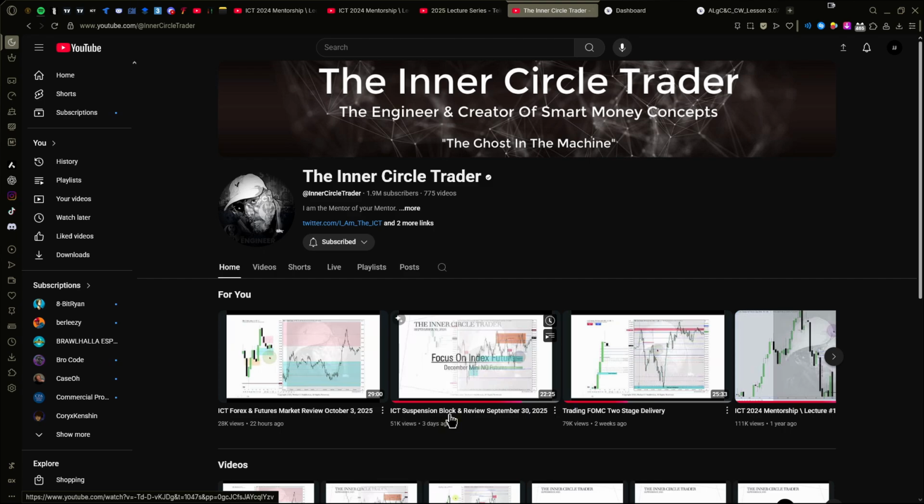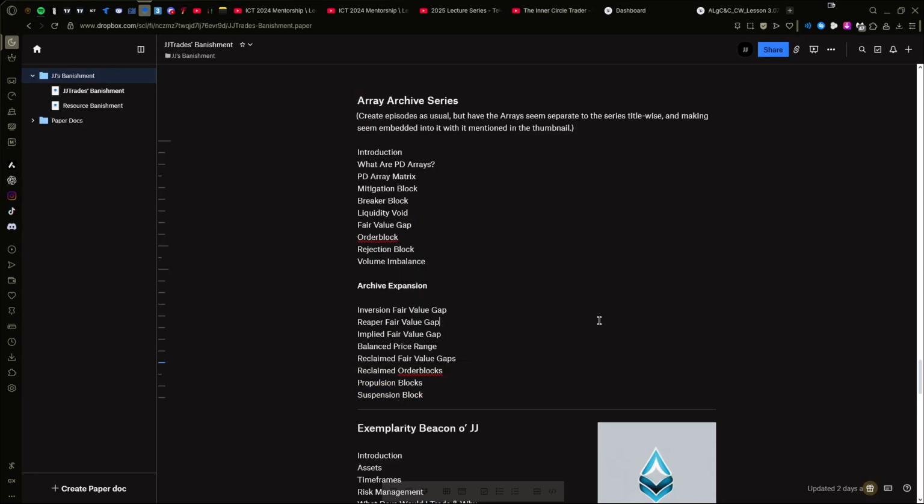Suspension block. I saw this and I was like, no way. I was literally about to finish this whole series out. But guess what? Now I have to learn an entire new PD array and teach it to you. But it's fine. I'll teach it to you because it's pretty simple, honestly. That's why I have it listed here, and it's probably not the final PD array, because ICT is just going to keep teaching more and more. So that's not the final PD array.